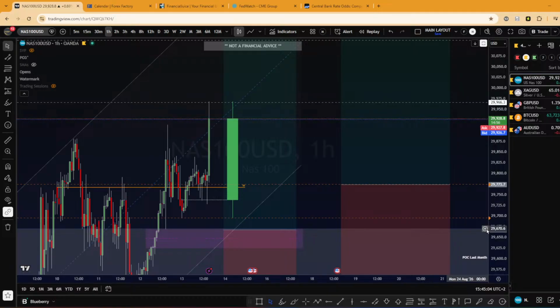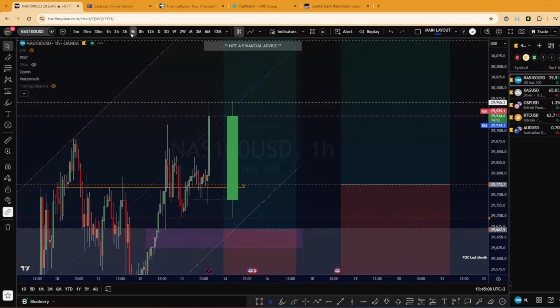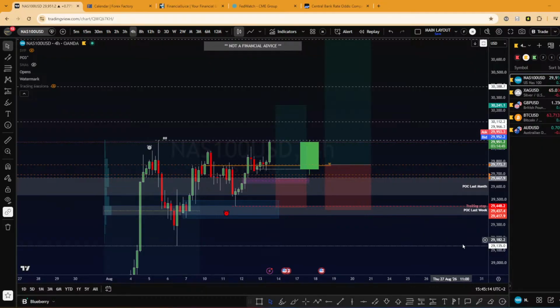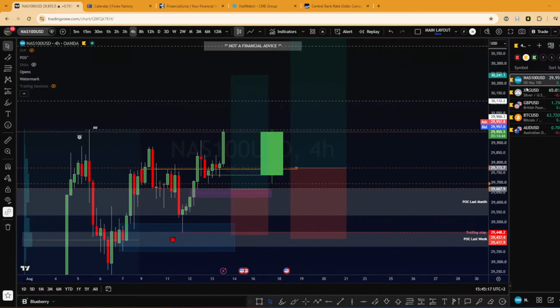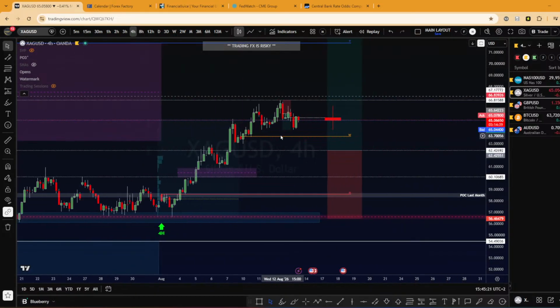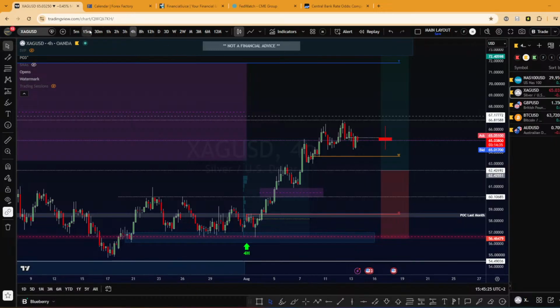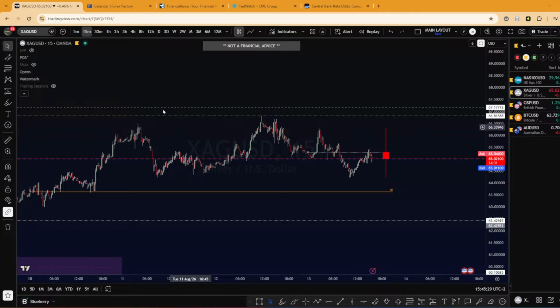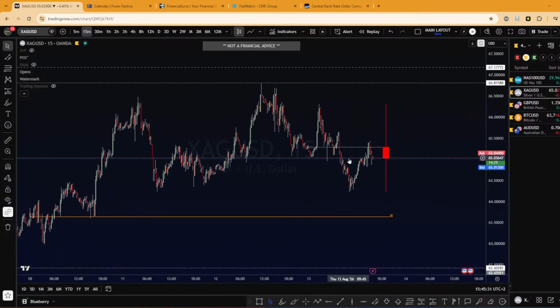We put another highlight here, at this imbalance. Okay, so silver, I think we are overbought on silver, so at some point price will reverse.